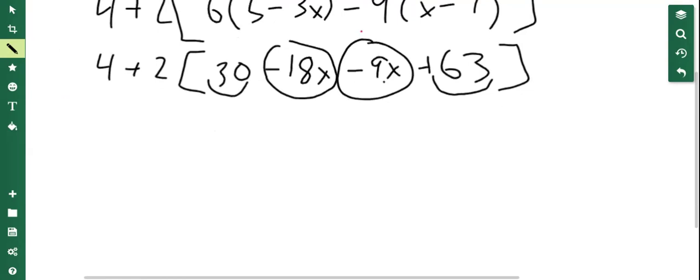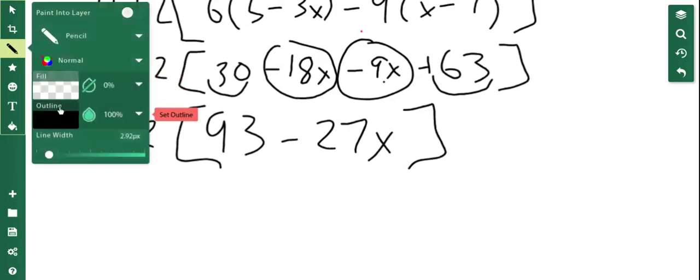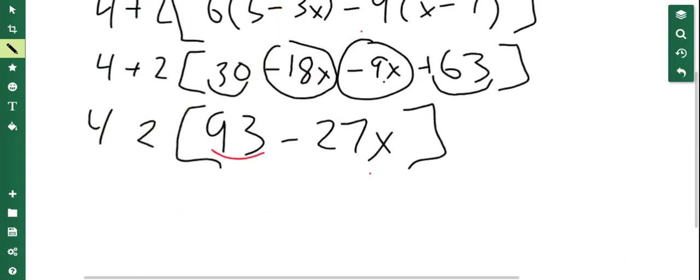So what is 30 plus 63? Well, that is 93. We still keep our brackets. What is negative 18x minus 9x? That's minus 27x, right? We have a 2, we have a 4. Can we combine these two like terms? No, we cannot, right? In this bracket, we have 93 and negative 27x. We can't do anything with those two because one's a constant and the other one has a variable, which is x. So we can't combine them.